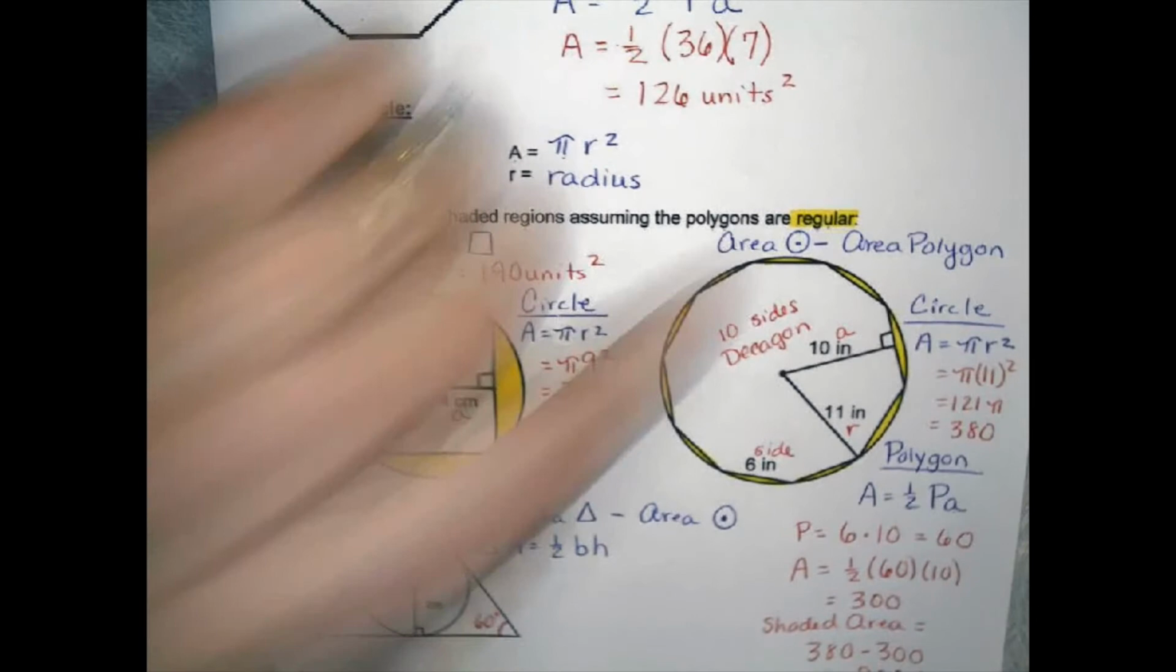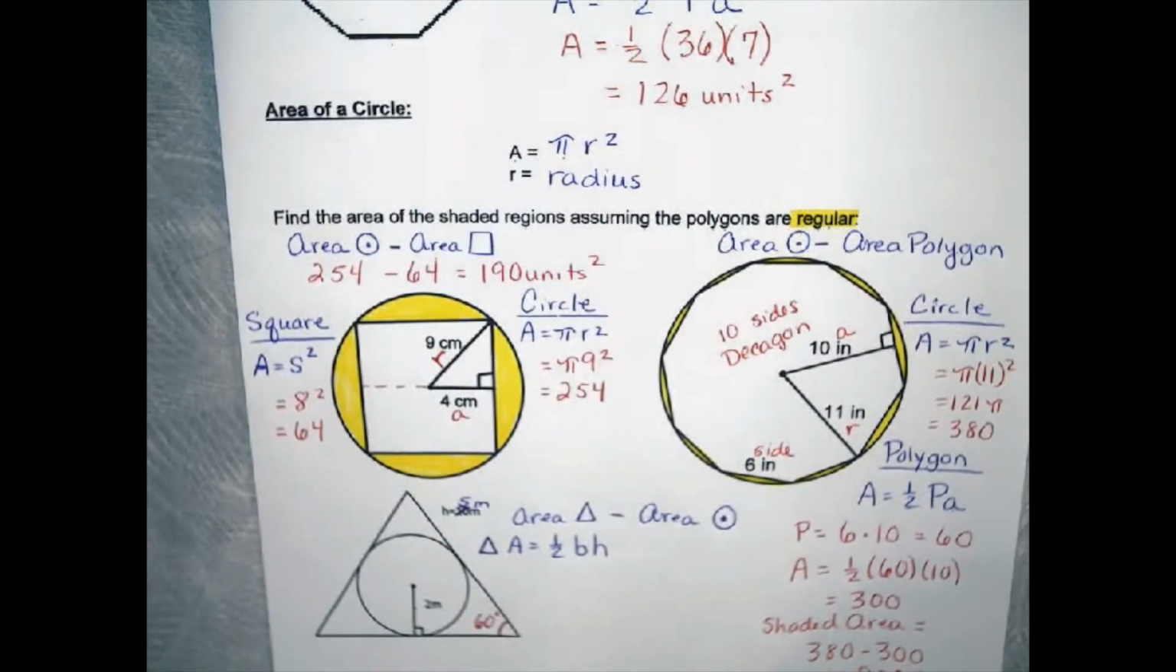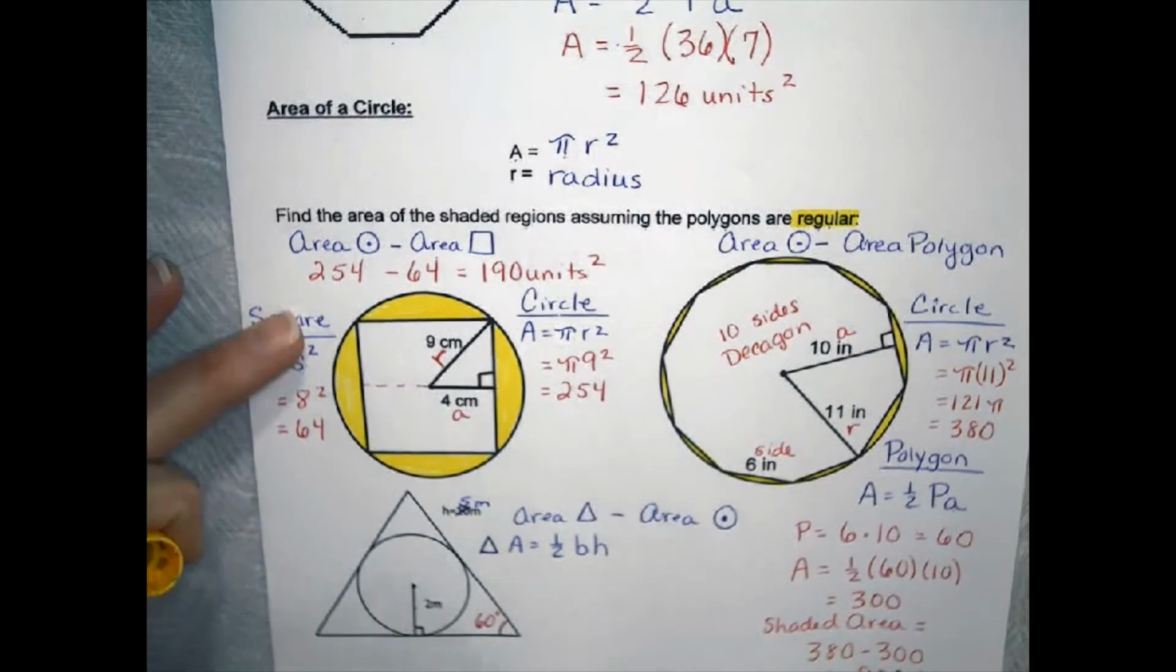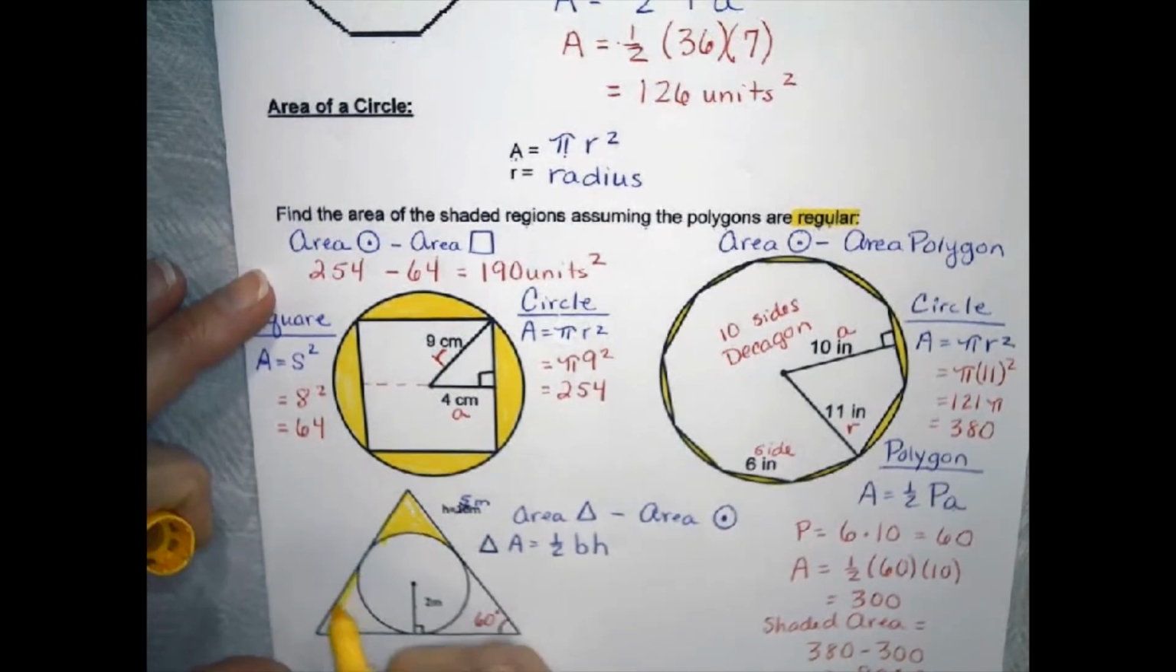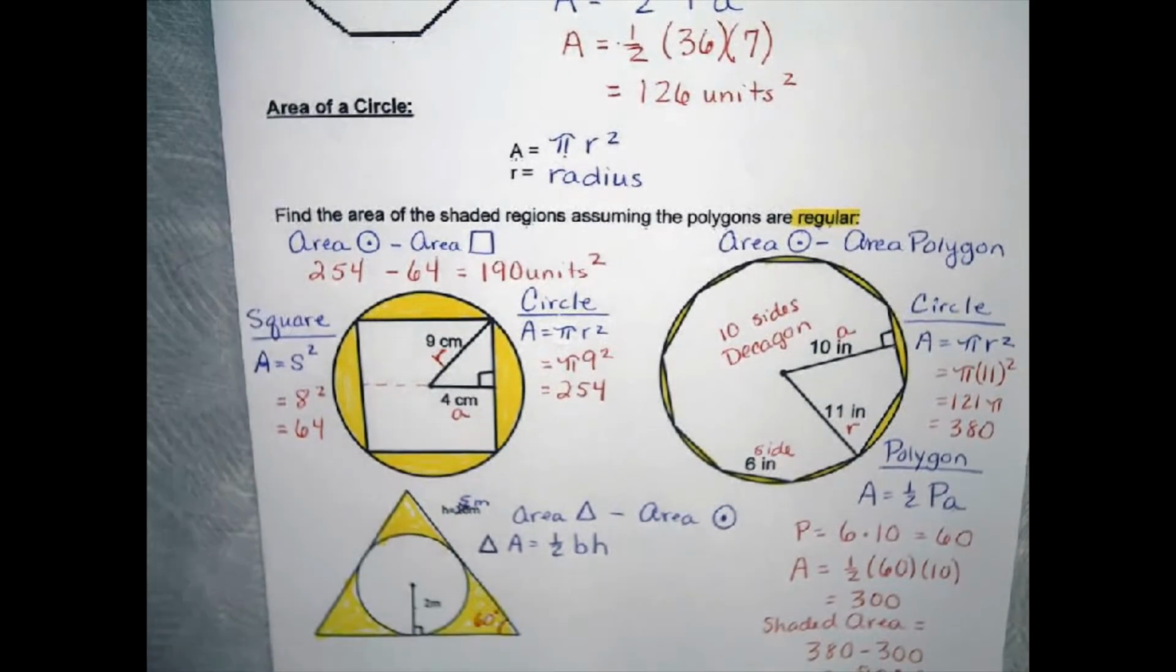Our next shape is a bit more of a challenge. I'm actually looking for the space that is contained here in between the triangle and its inscribed circle. So I'm looking for all of this shaded here. Because these are regular polygons, I know that this particular triangle is an equilateral. That means I know that each angle will be 60 degrees.